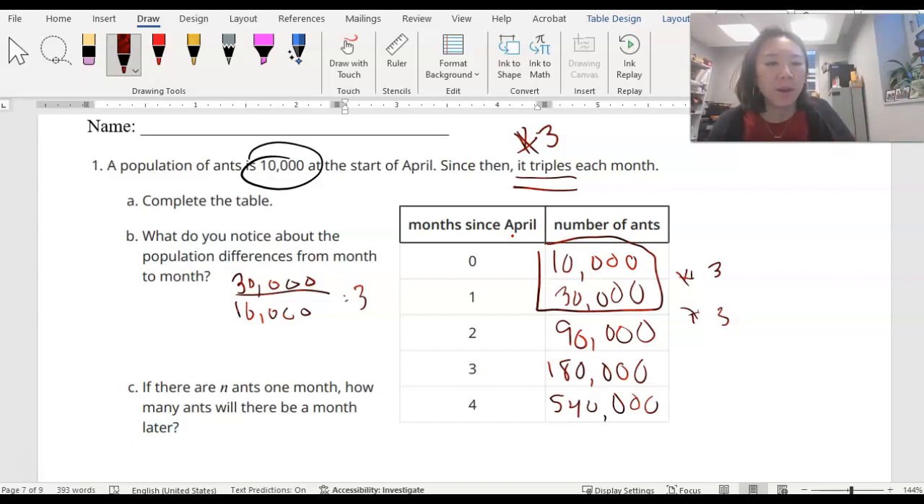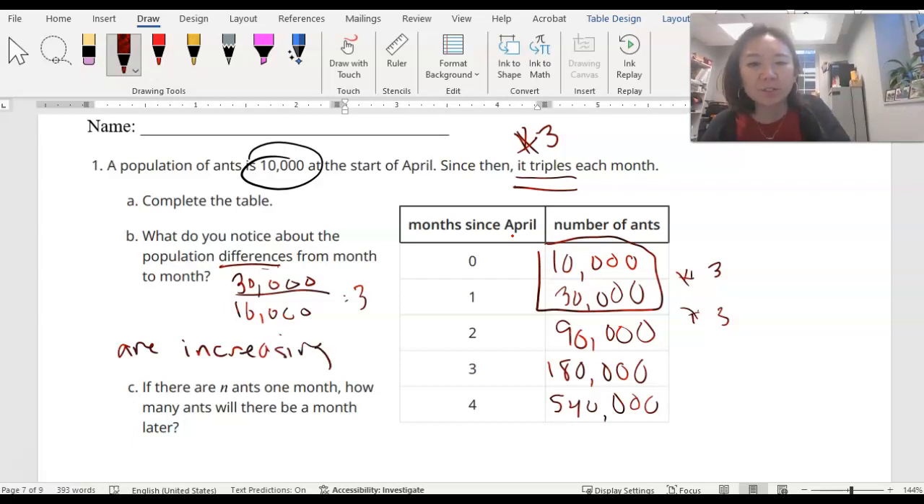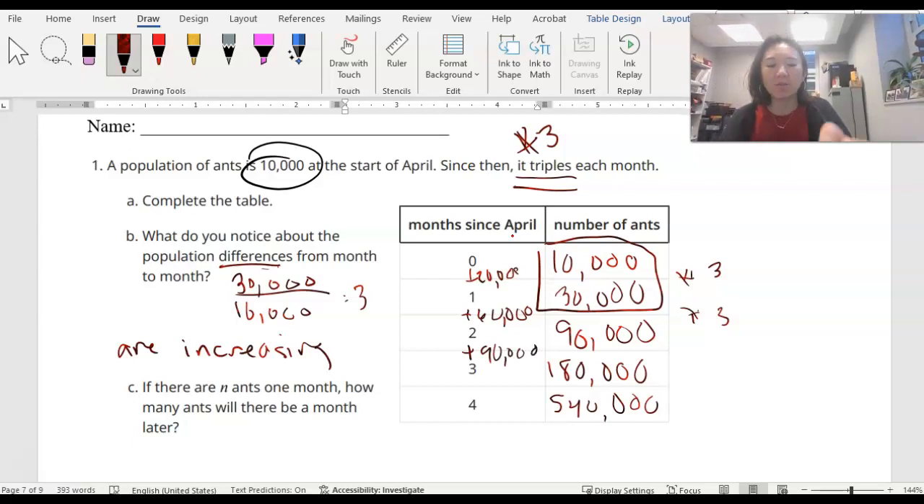So we notice that the population differences from month to month are increasing, right? Because we start with a difference of plus 20,000 here, then we go to plus 60,000, then we go to plus 180,000, right? And so the amount is growing each time.